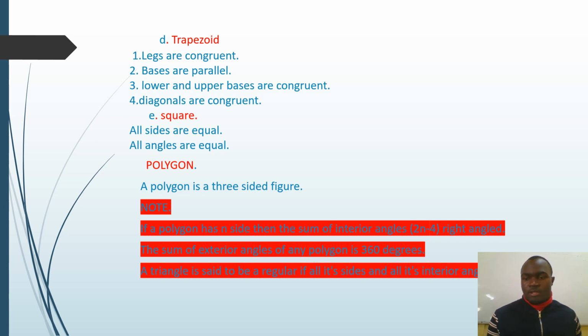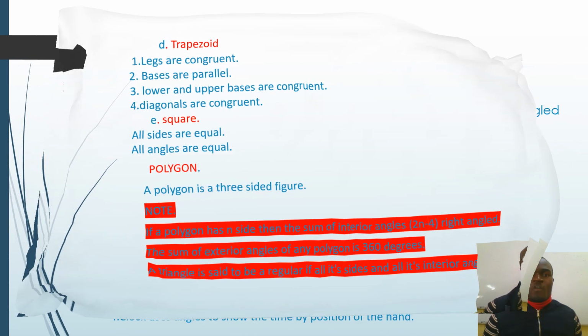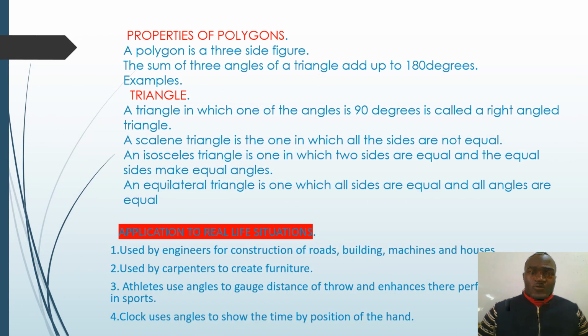So let's see what's next. We have properties of polygons. The sum of the three angles of a triangle add up to 180 degrees. For example, we are going to look at a triangle.